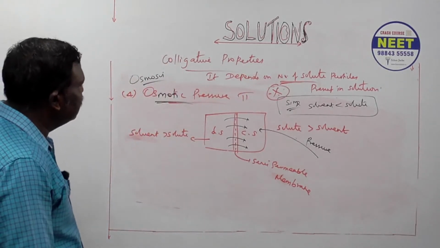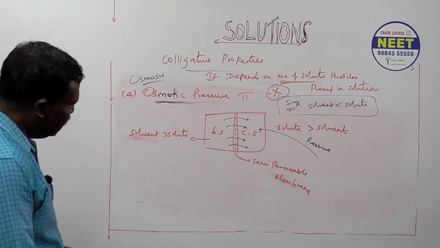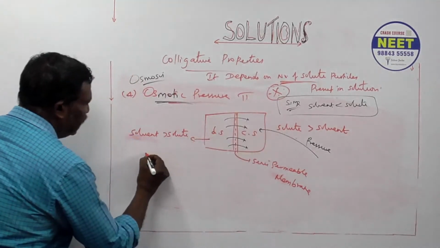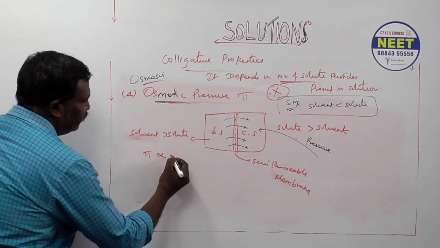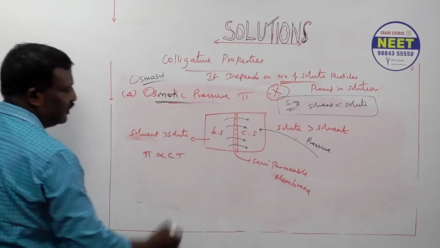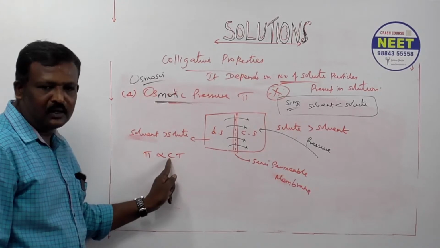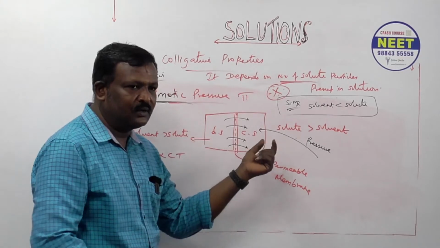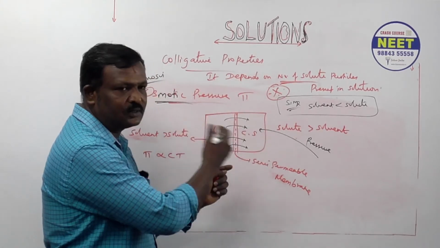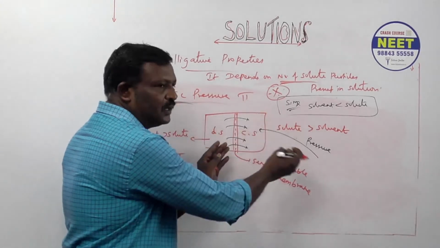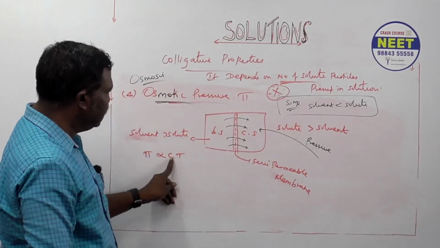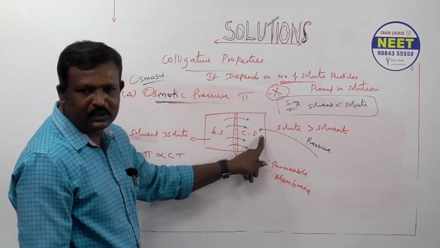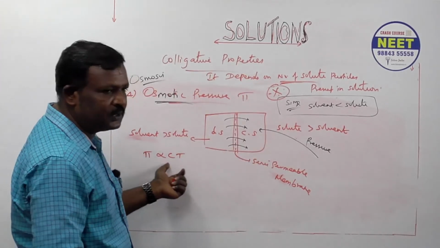Understood? Then here also we have some formula. It is represented by what? Pi, I told you. So here pi is directly proportional to C and T. What is C? C is called concentration. I told you, if you have a highly concentrated solution, we have to give more pressure to stop the movement, to stop the osmosis. Pi is directly proportional to concentration and also temperature. If you have more temperature inside the solution, we have to give more pressure. So this is a formula.